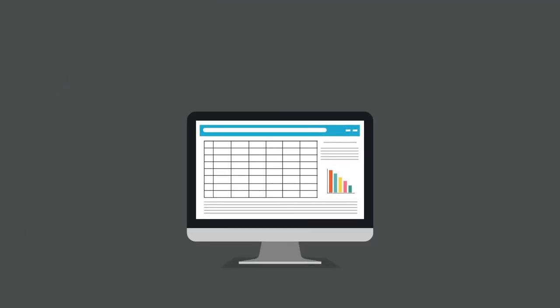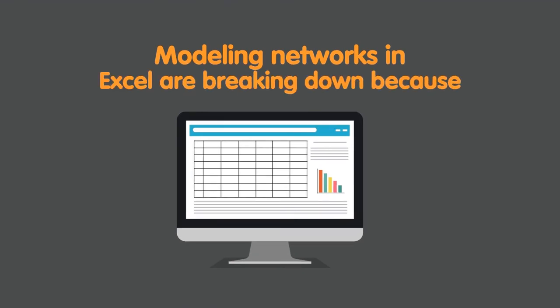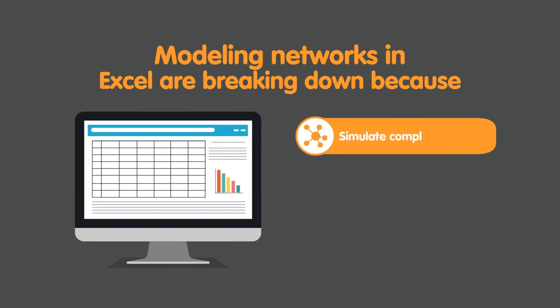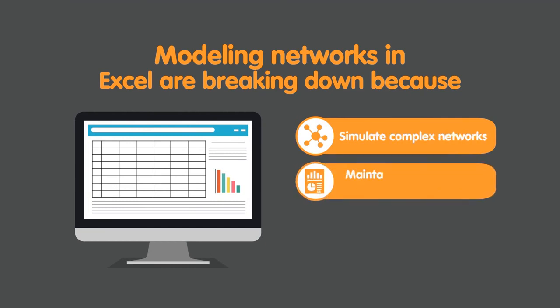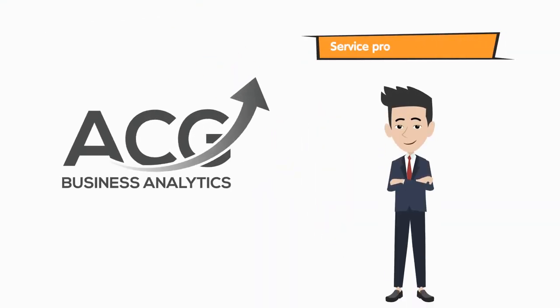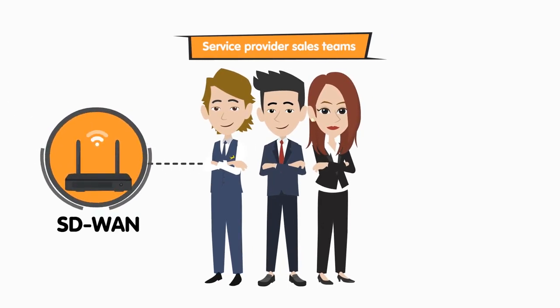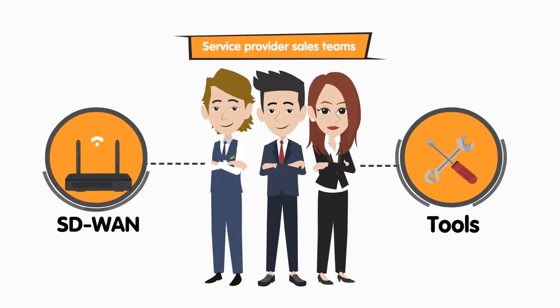The age-old methods of modeling networks in Excel are breaking down because Excel cannot simulate complex networks. It's difficult to maintain pricing and cost data, and Excel provides limited security. The BAE for service provider sales teams uses a new approach to selling SD-WAN services and provides much-needed tools to help close deals.